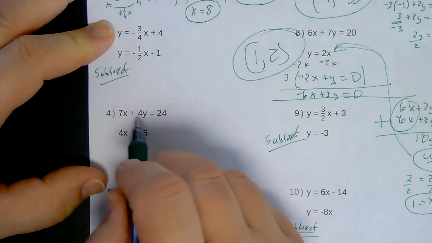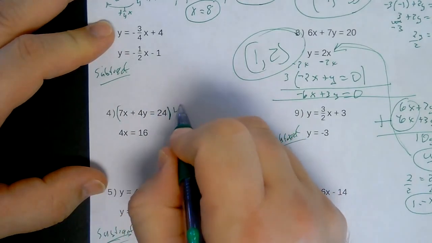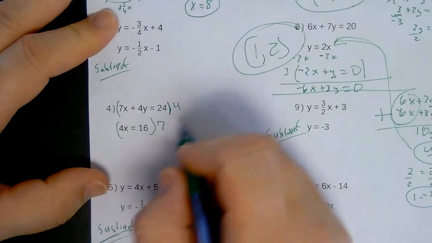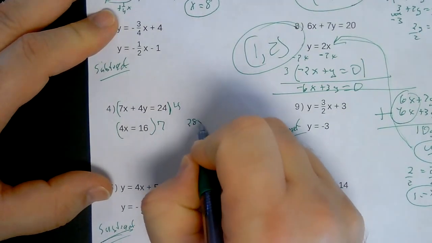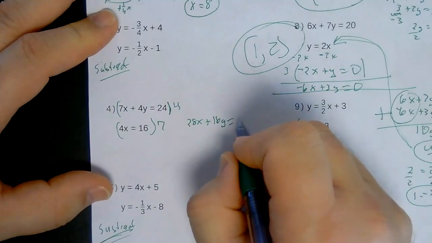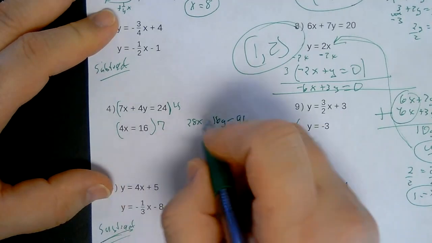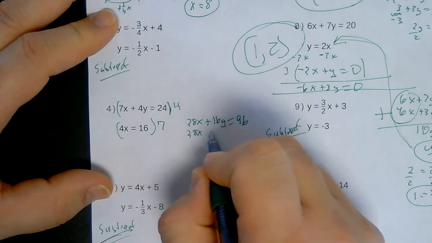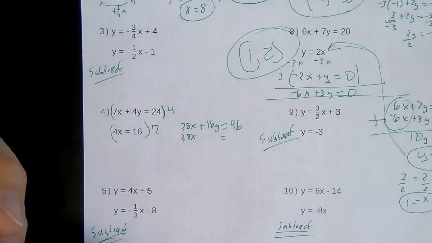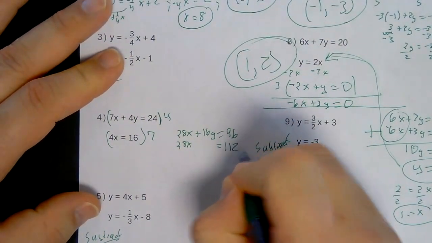4x equals 16. I have 7x plus 4y. I'm going to times this side, okay, times that by 4. And this one by 7. So this is a double one. So let's see what this looks like. 28x plus 16y is equal to 96. Then on the bottom, I'm going to have 7 times 4 is 28x is equal to 7 times 16. Let me multiply that real quick. 7 times 16. That's 112.